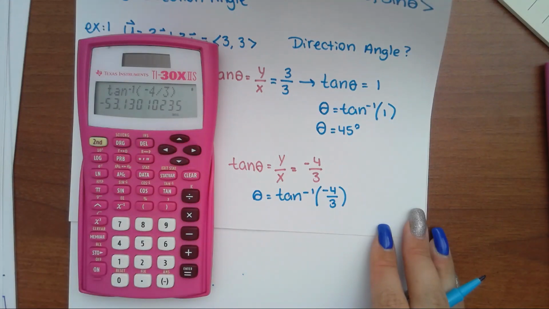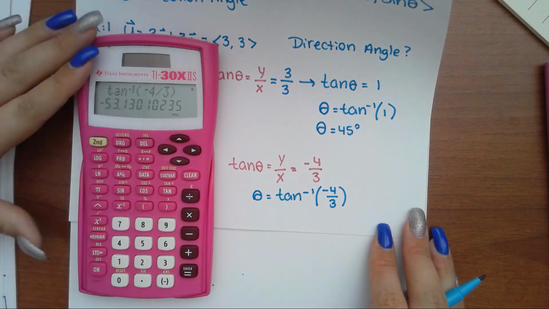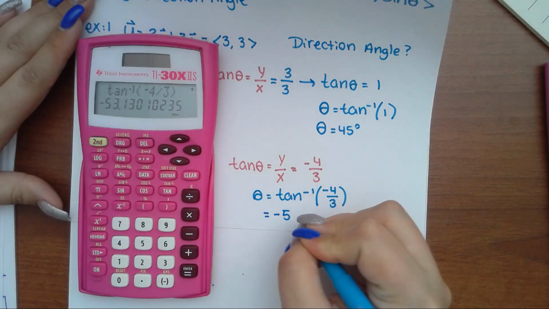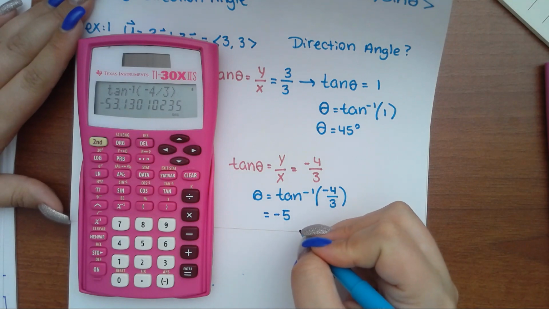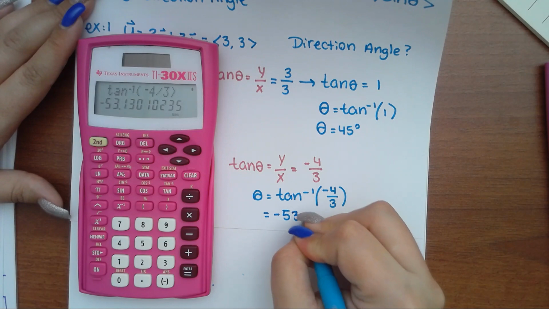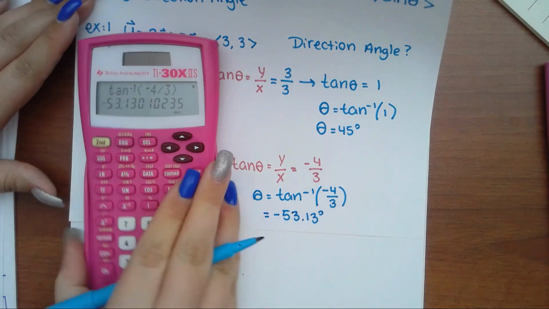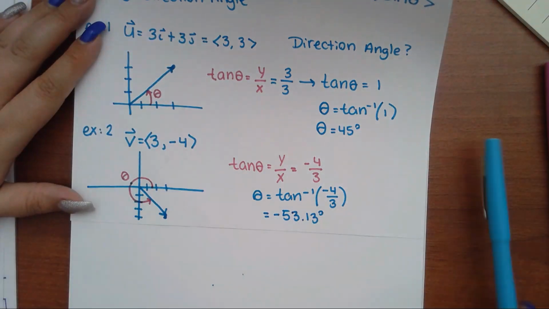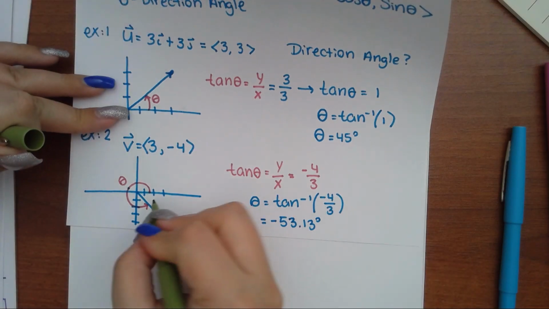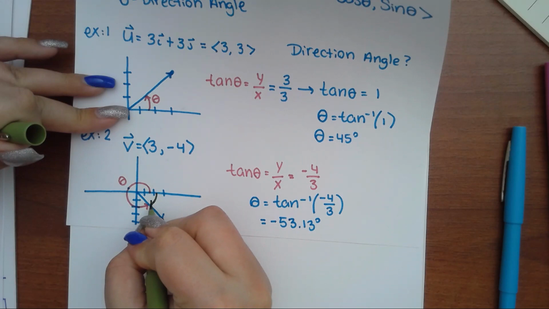Notice that I get a negative value, which is not what I want. I want something that's in between 270 degrees and 360 degrees because that's quadrant 4. The problem that we have here is that the value you are given, when entering it into the calculator, actually gives you its coterminal angle here.